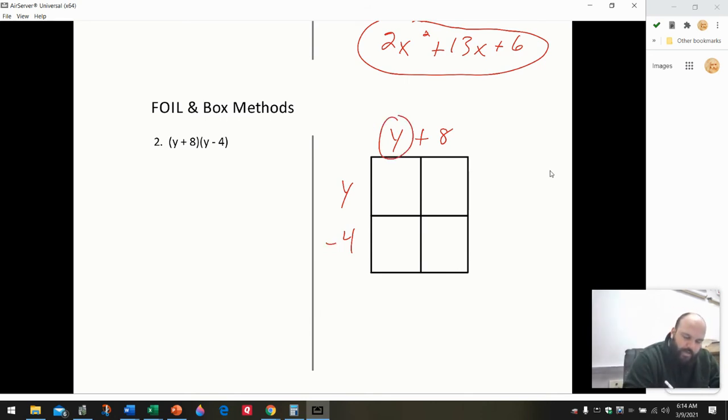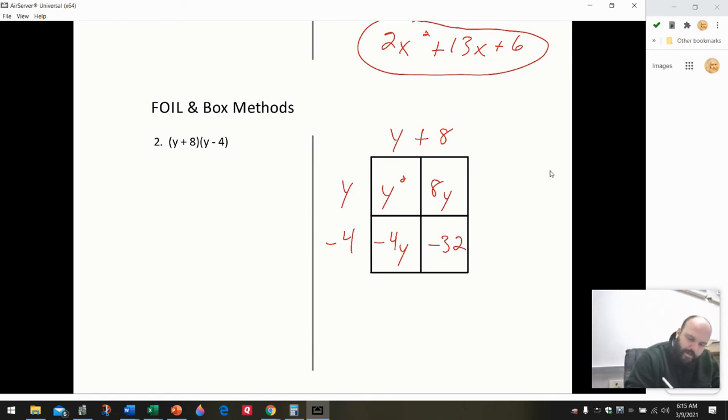So we'd have y times y, which is y squared. y times negative 4, which is negative 4y. 8 times y, which is 8y. And then 8 times negative 4, negative 32. Whoops, 32.